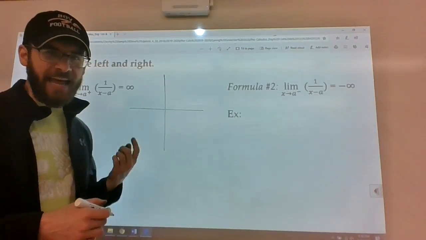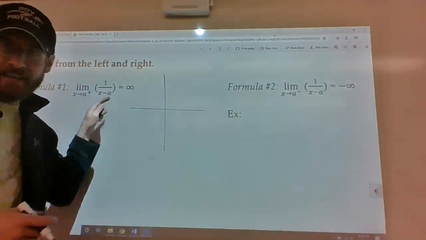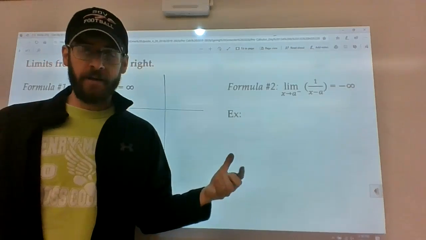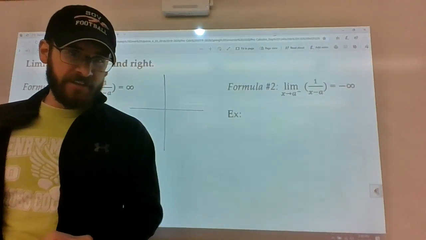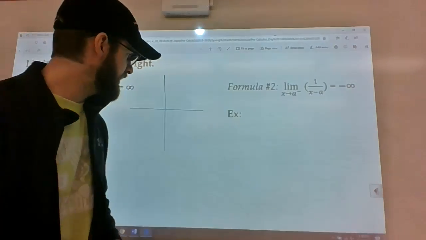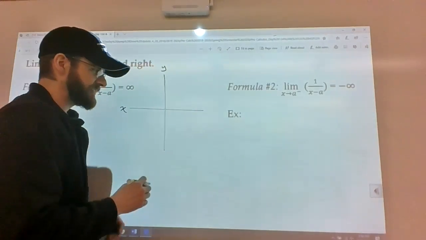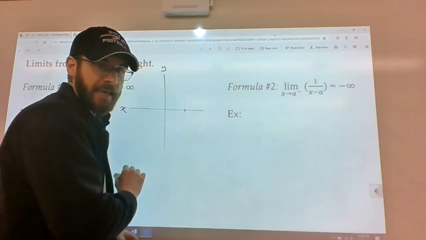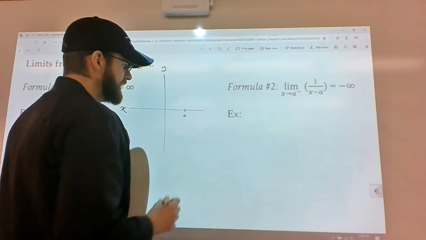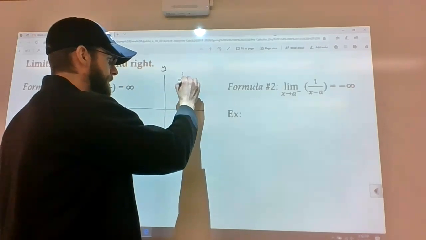Let's say we have an asymptote A. So it can be anywhere. It can be left of the origin. It can be right of the origin. I'm just going to randomly say, here's my y-axis, here's my x-axis, here's A. Okay? So there's an asymptote right here.